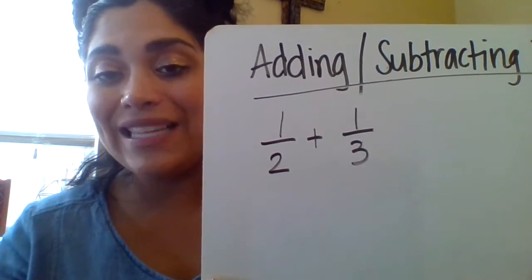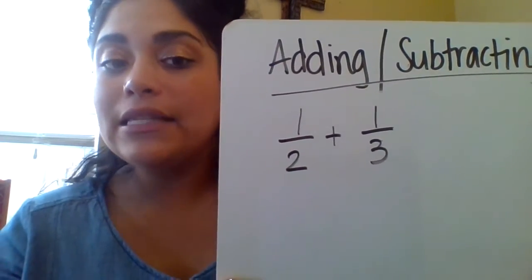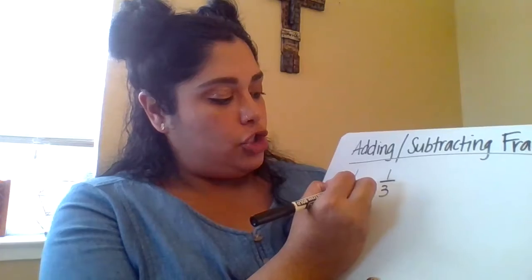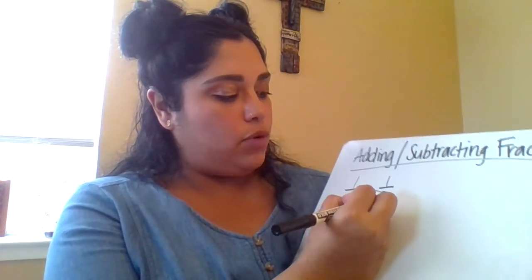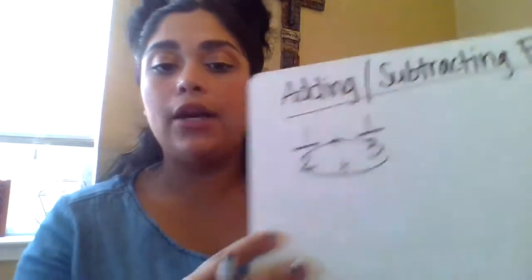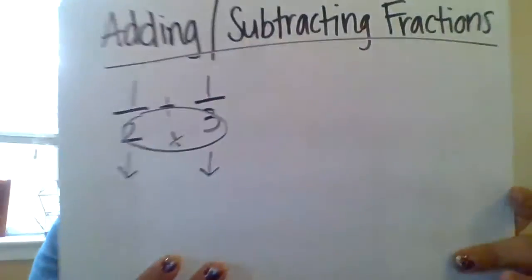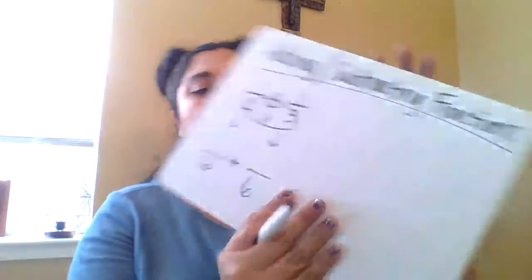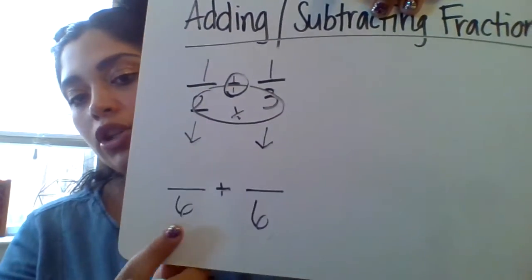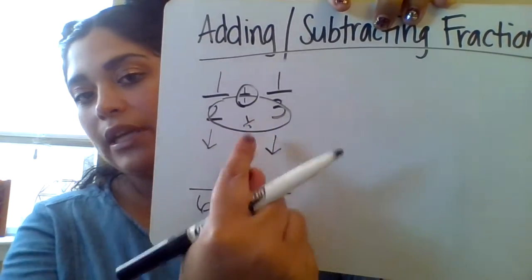The first thing you have to do is get a common denominator. And the easiest way to do that is to get these numbers here and multiply them. That'll give you your common denominator. So we have 2 times 3. We're going to bring these down. So 2 times 3 is what? 6. So that is going to be our new denominator for this problem. 6, and we have a plus sign, and 6. So our new denominator is 6 because 2 times 3 equals 6.